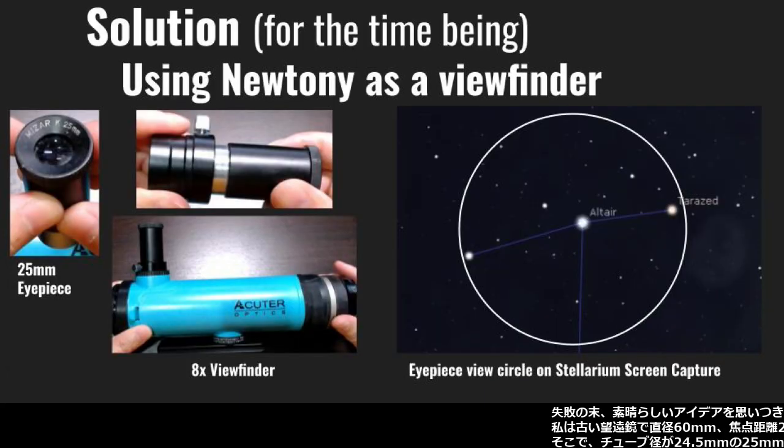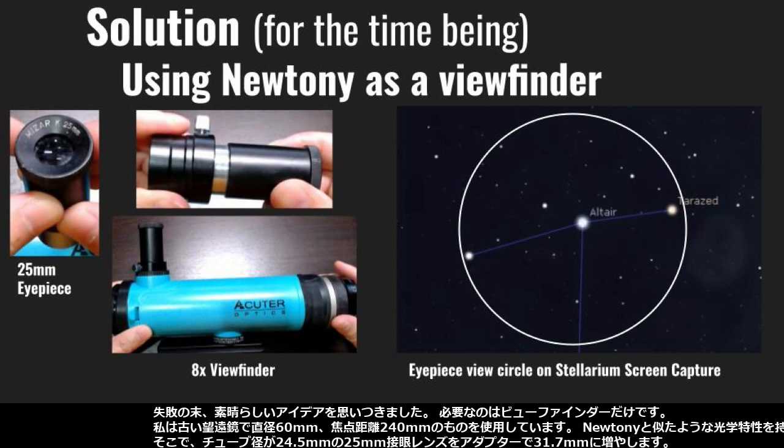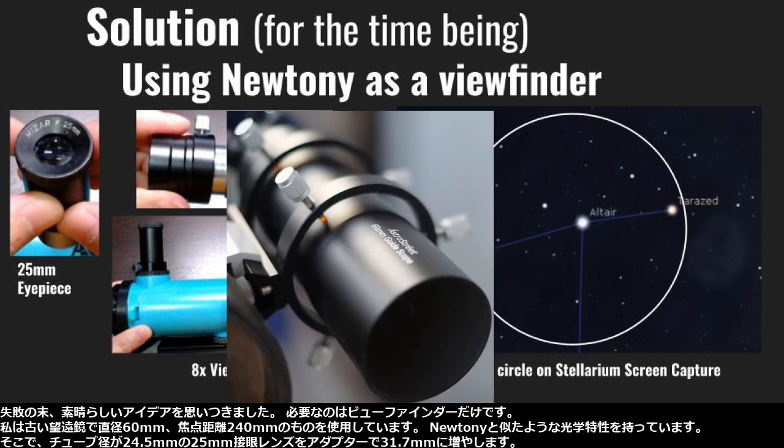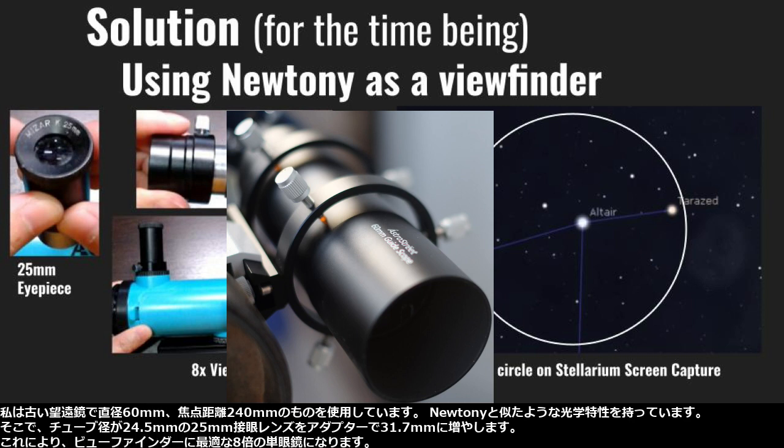After all the failures, I came up with a brilliant idea. All I need is a viewfinder. I use one with 60mm diameter and 240mm focal length on my old telescope. It has similar optical properties as Newtony's.